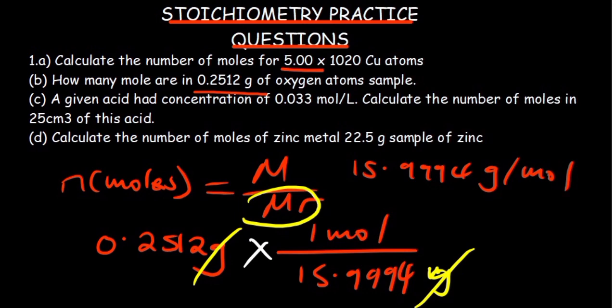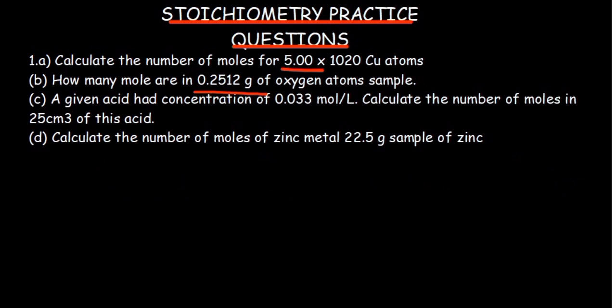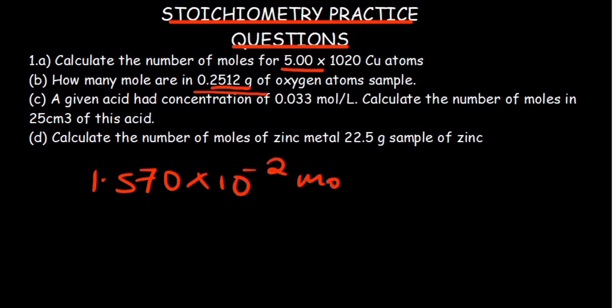0.2512 divided by 15.9994. The value that I'm getting is 1.57. How many significant figures do we have? We have 4. So we have 1.570 by 10 to the power negative 2 moles. If you want, you can also write it as 0.01570 moles.